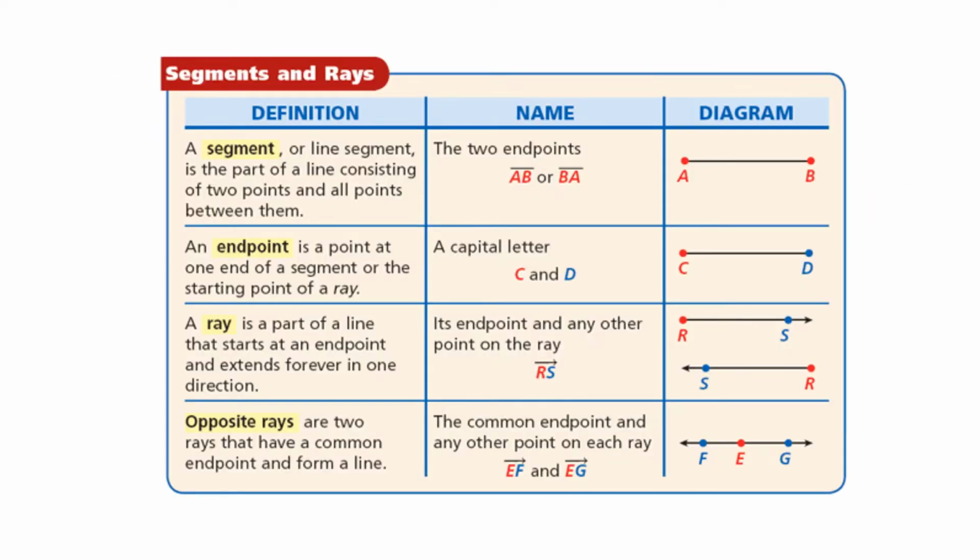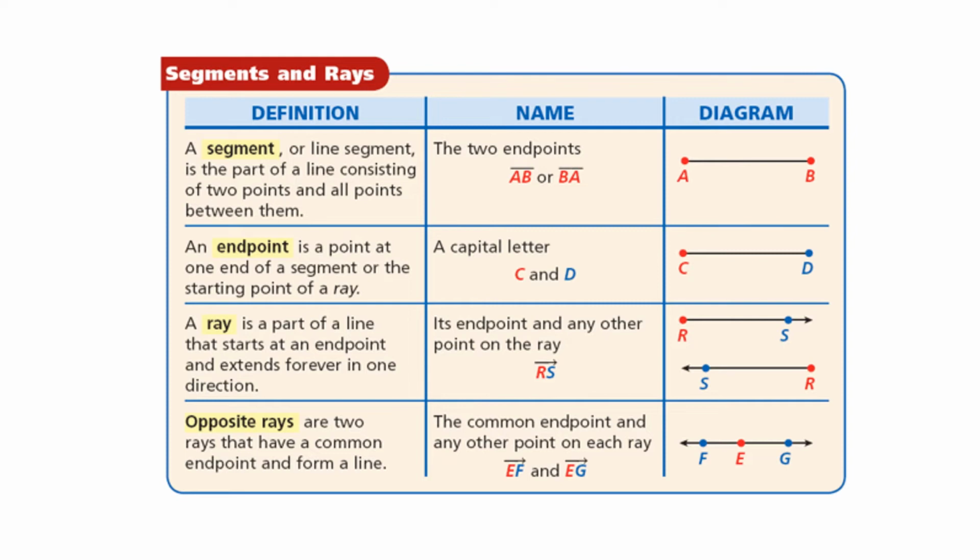A segment or a line segment is the part of a line consisting of 2 points and all points between them. So it's identified by its endpoints, in this case AB. It can also be BA. Doesn't matter which direction you name it. An endpoint is a point at the end of a segment or the starting point of a ray. So C and D are endpoints, A and B are endpoints.